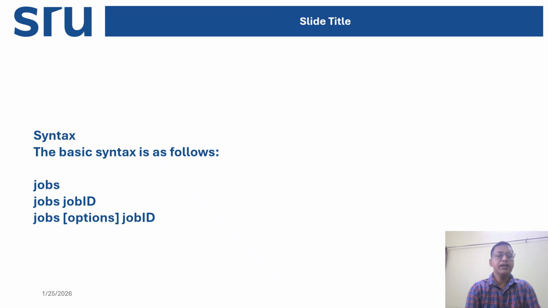Here the syntax: you can give the command jobs, which automatically displays all the jobs, and jobs with a job id. When you would like to get the details of a specific job, then you need to provide a job id. And the third one, jobs with options, means you can give some set of options and a job id. So these are three different cases for getting the list of jobs.